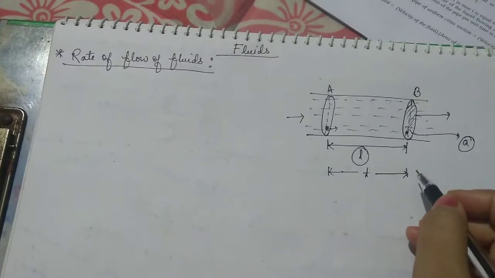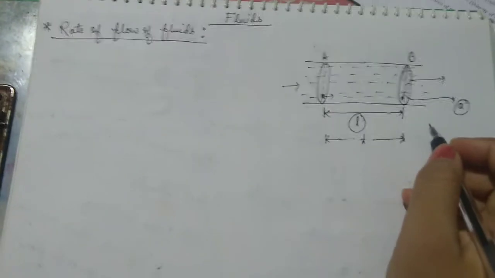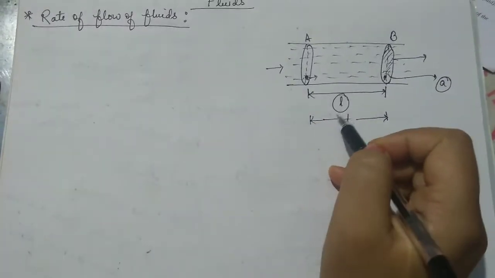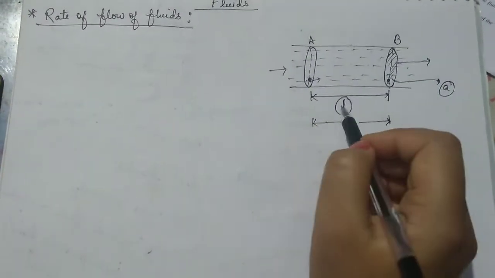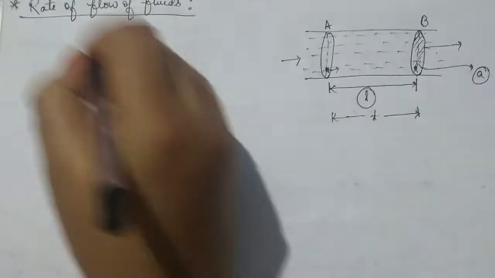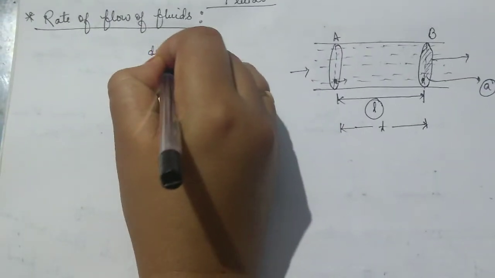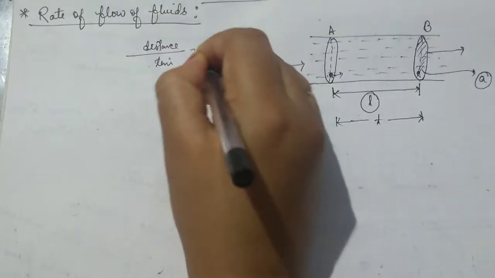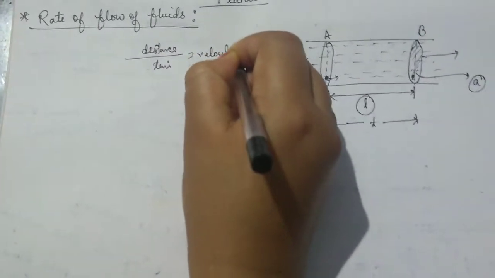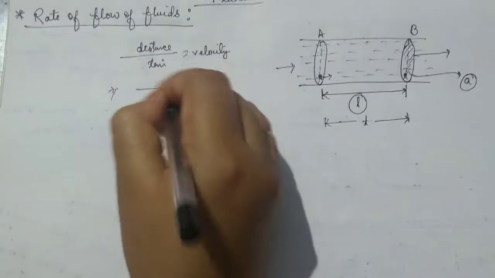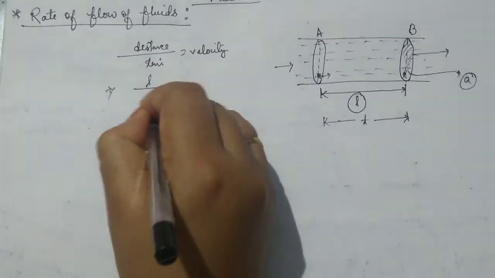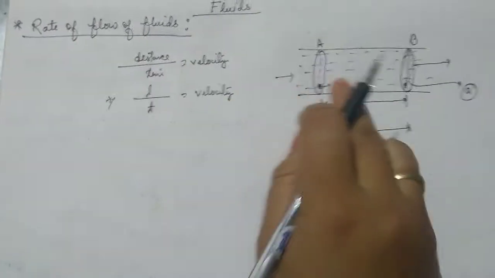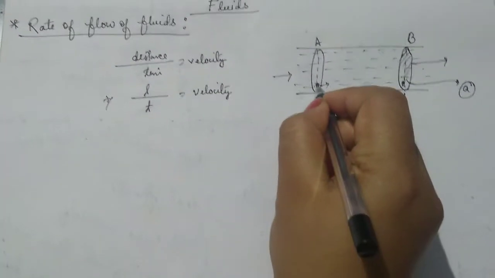So what we can infer from this is that, suppose the molecule is flowing from here to here, and it has taken time t, and the distance is l. You know that distance divided by time is nothing but what? Velocity. So distance is L, time is t, this is velocity. So this is the velocity of this particular liquid molecule.